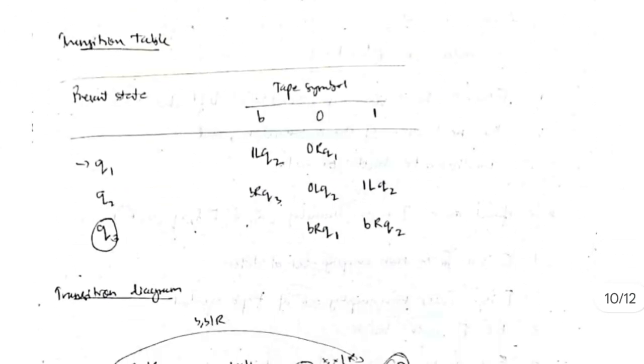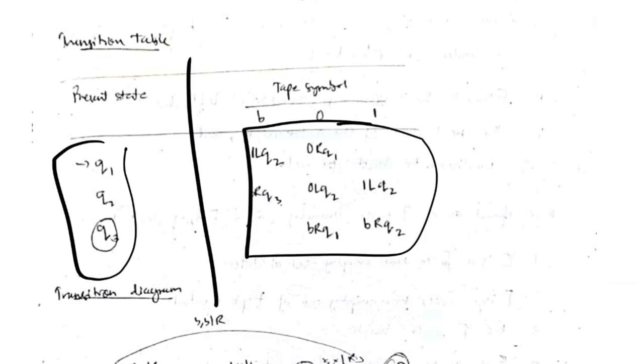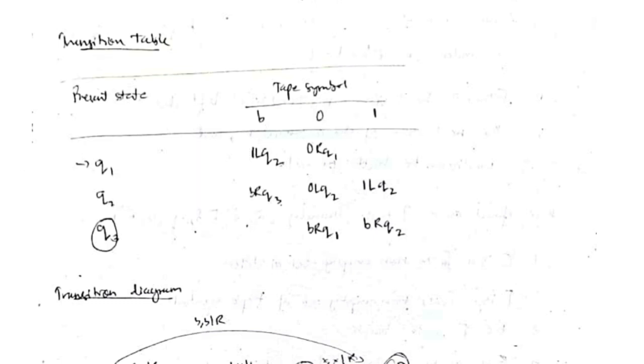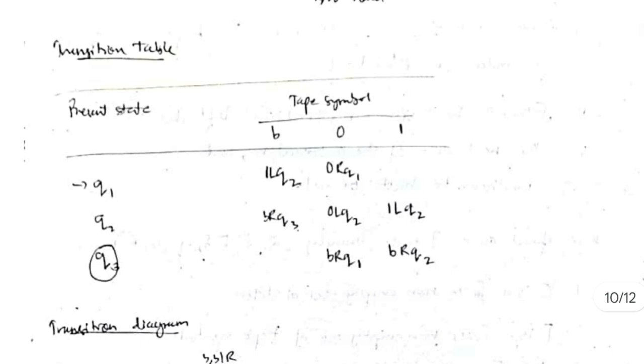After that we have the transition table. In the transition table we have the present states and the tape symbols, divided into two parts: the states here and the tape symbols. If there is an arrow it's the starting state, and if there is a circle it's the final state. And q1 on b, where does it go? It makes the symbol 1, moves to the left, and goes to the state q2. That is the representation for each tape symbol.